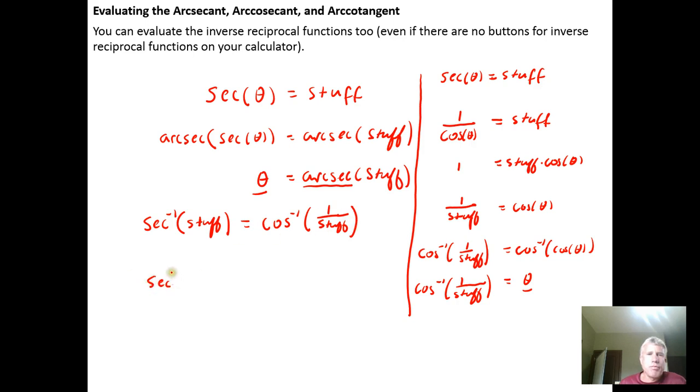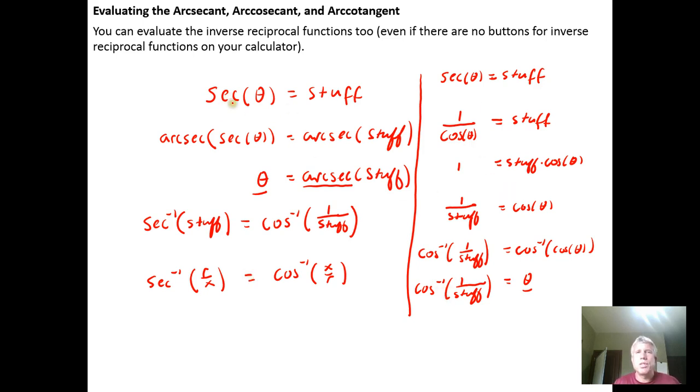If the thing that you're supposed to put into the secant inverse function is the side ratio r over x, well, we know that what you put into the inverse secant function has to be the reciprocal of what's going into the cosine inverse function, because the secant and the cosine have the inverse relationship. So that's how you deal with it.